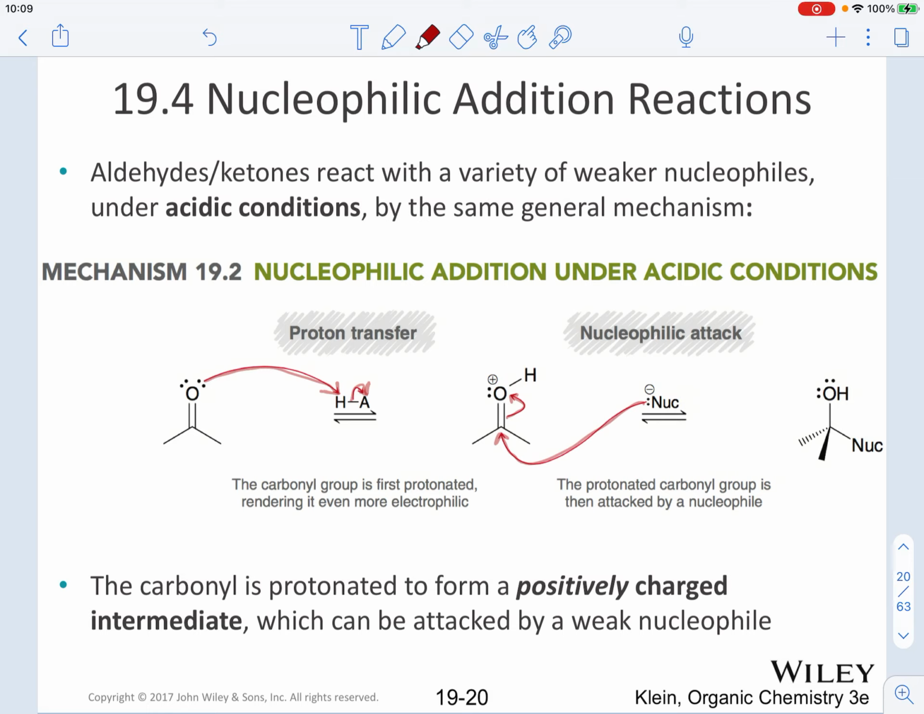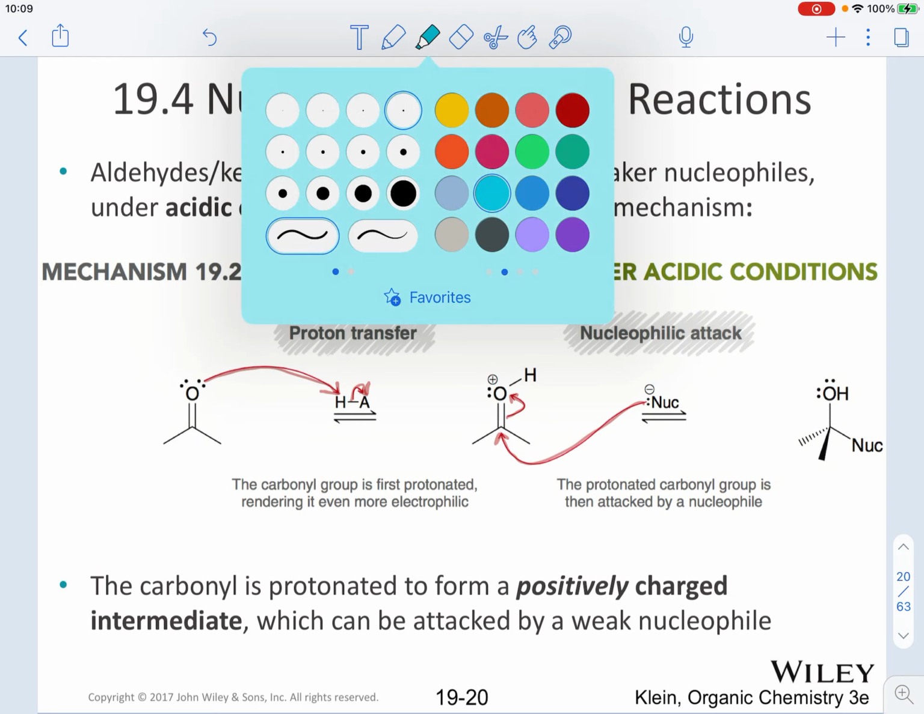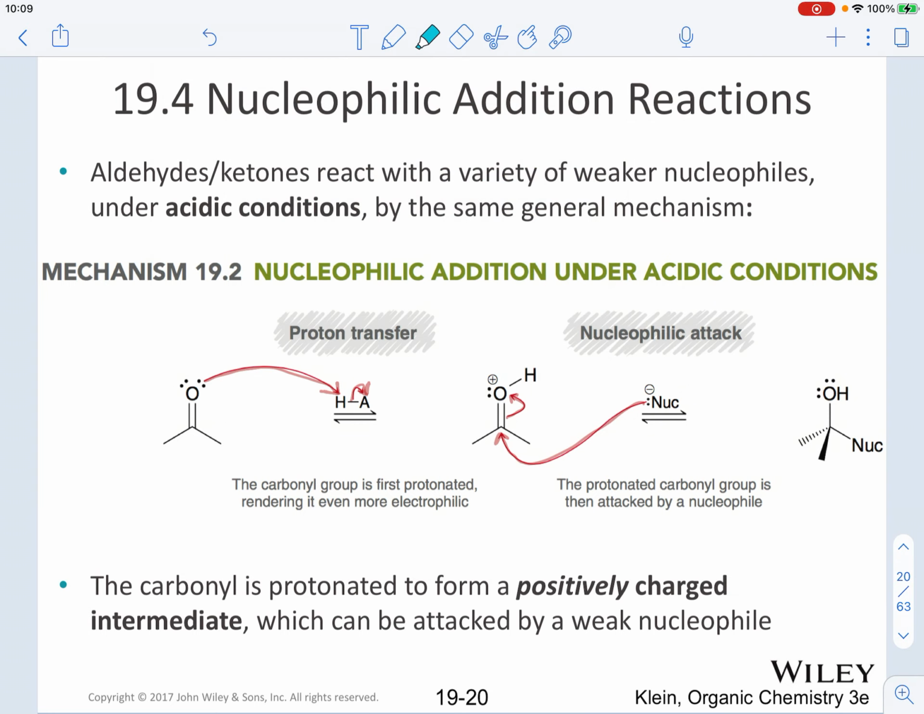Now, understand that the difference between acidic conditions and basic conditions is that, as you saw previously, under basic conditions, our intermediate is going to be negatively charged. And when we are under acidic conditions, then the intermediate is positively charged. As you can see, the molecule that I underlined in blue. And again, the difference between the two is also the strength of the nucleophile.